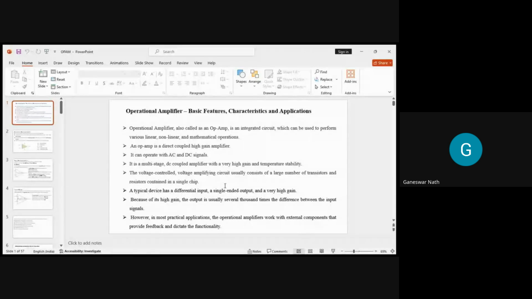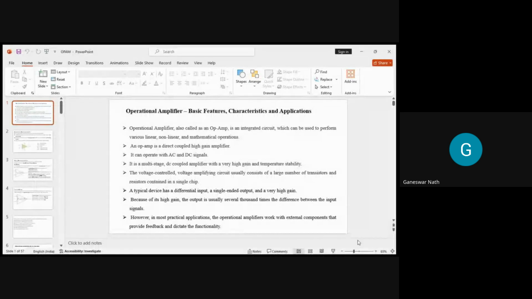Okay. Now we come to this operational amplifier. You have read the basic features, characteristics, and also the applications. You can also find the different applications of this op-amp here. So what is an operational amplifier?